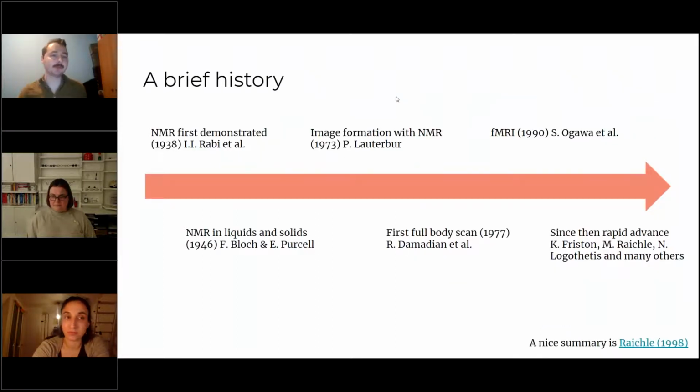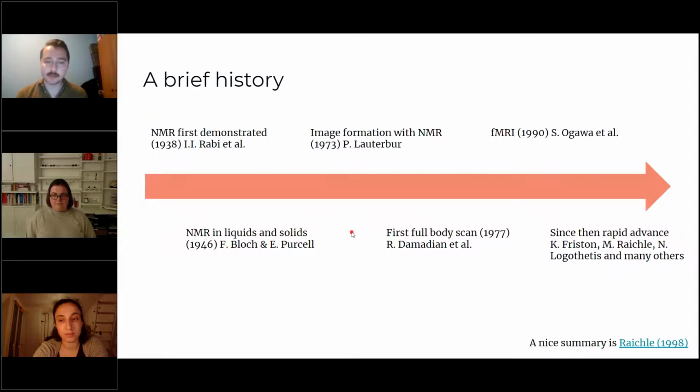So let's go through a brief history of the field. Firstly, the phenomenon that we'll go through in a sec, nuclear magnetic resonance, was first demonstrated in the 30s by Isidor Rabi and colleagues in the USA, and then later on extended to liquids and solids. It was first demonstrated in gases, but it was demonstrated in liquids and solids a bit later by Bloch and Purcell shortly after the Second World War.